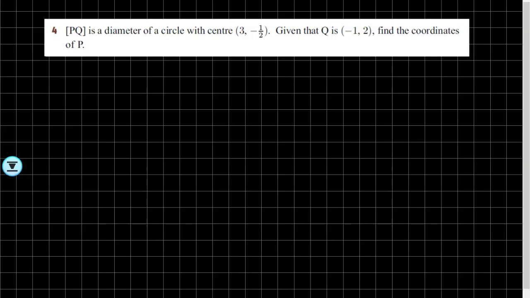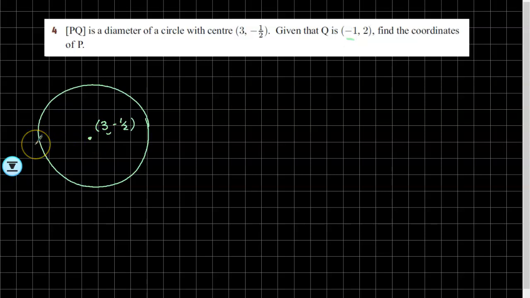Excellent. A good mathematician would draw a diagram. Okay, we've got the centre, 3, minus a half. It doesn't have to be to scale or anything, but let's do it semi-decently. Where would Q go? Left or right of this point? It has to go left because it's minus and that's 3, so minus 1 would go this way.